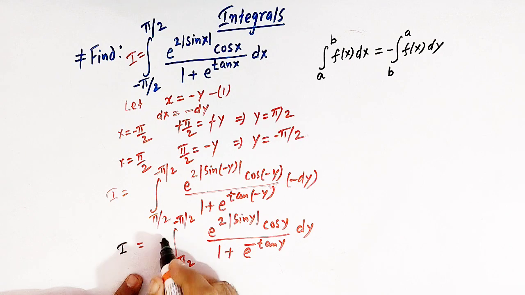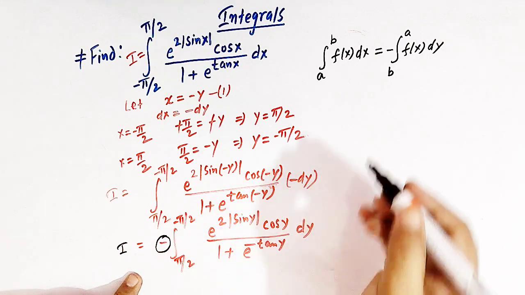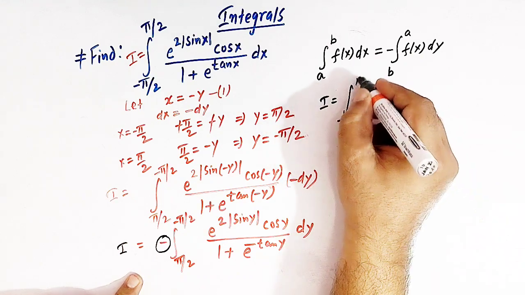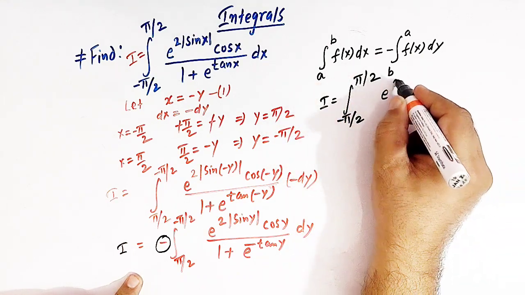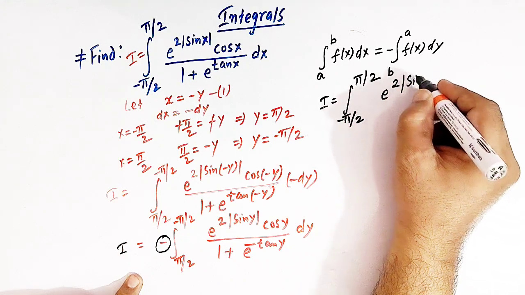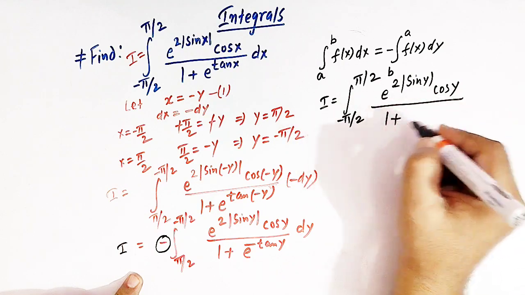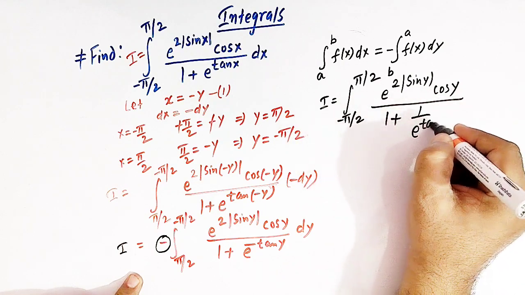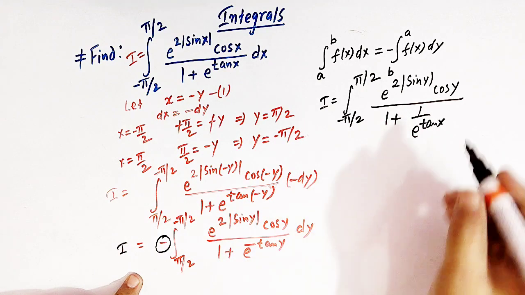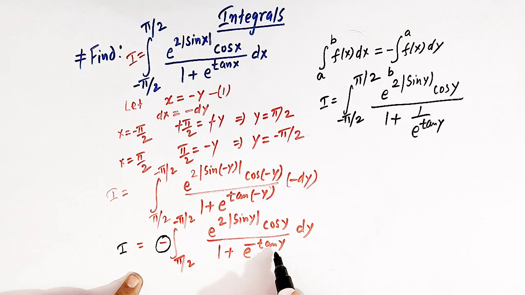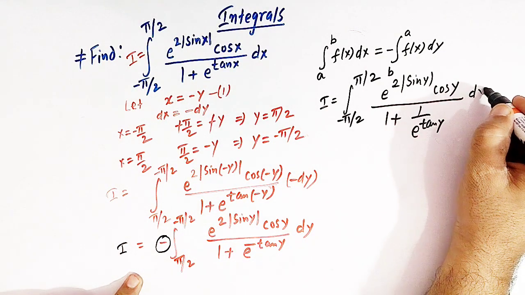So here we have this negative sign, right? To neutralize this negative sign, we can interchange the limits. So I is now equal to the integral from minus pi by 2 to pi by 2 of e raised to 2 mod of sine y, cos y, and then 1 plus 1 over e raised to tan y, dy.